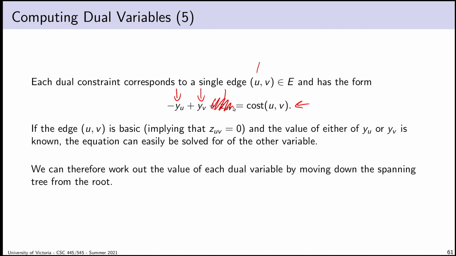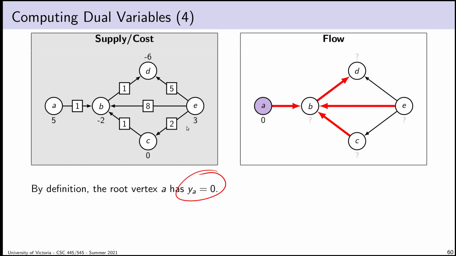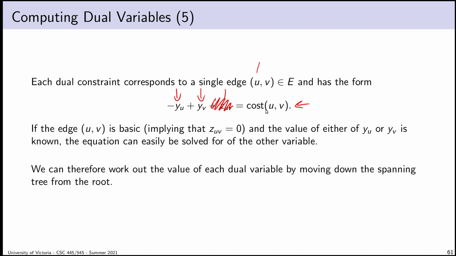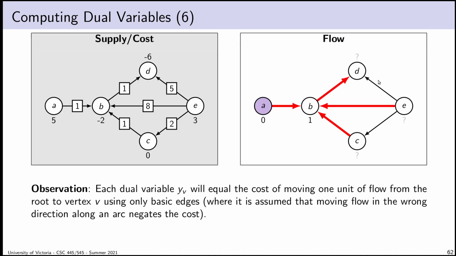And now I observe that means that if I'm walking down my tree, because I start by knowing the value for the root, if I then walk down my tree and I look at each arc in the tree, at each step, exactly one of these two values will be known. I don't know which one in particular, because I don't know which direction the arc actually points, but one of the values will be known, and so I could just solve the equation for the other one. And therefore, I can just work out the value of each dual variable by moving down the spanning tree from the root.